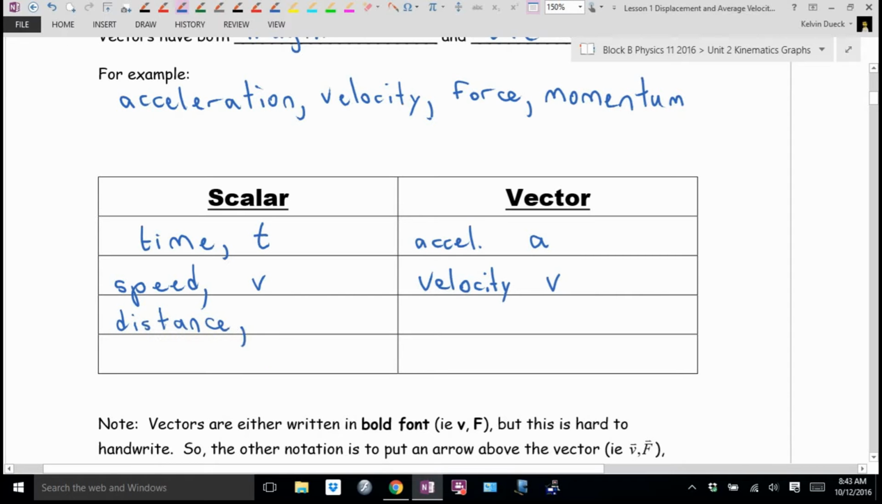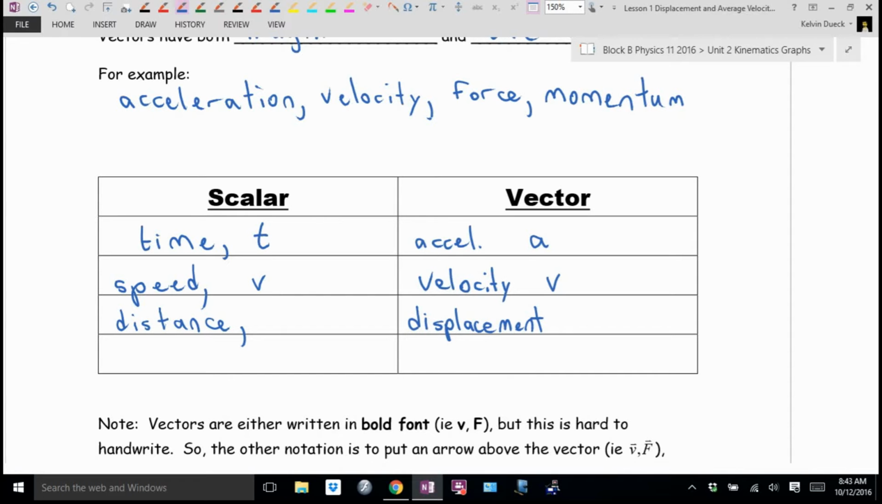Distance is a scalar. Displacement is a vector. They're related, but not the same thing. We have symbols for those too, but I'm going to give you those later in the lesson.